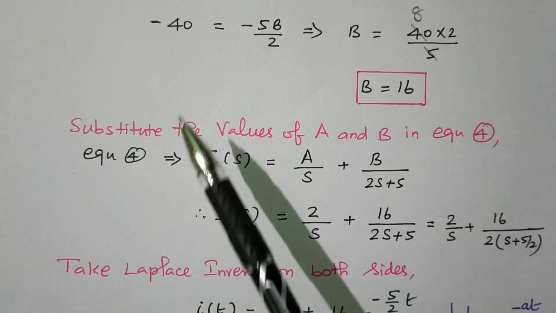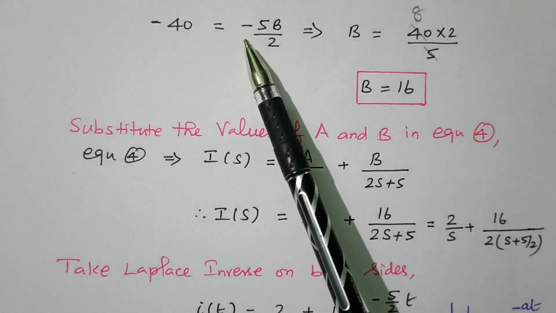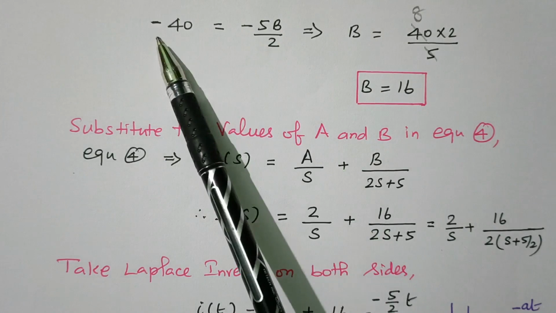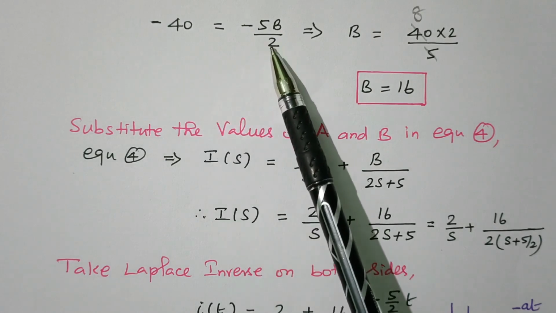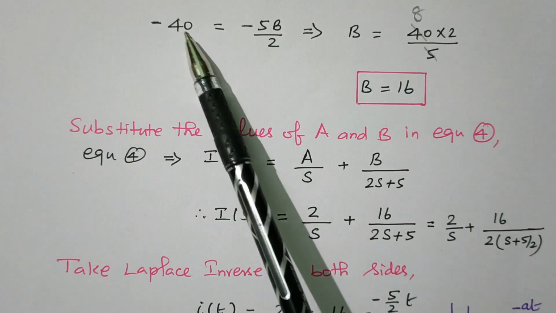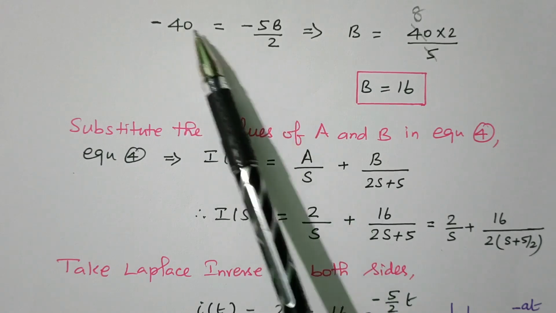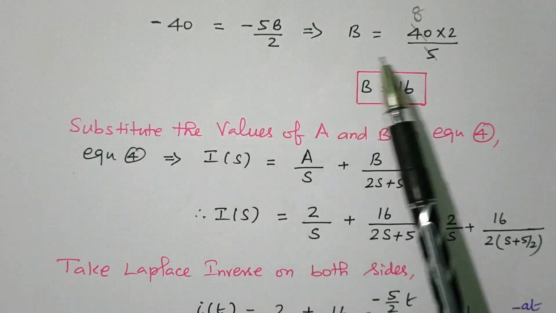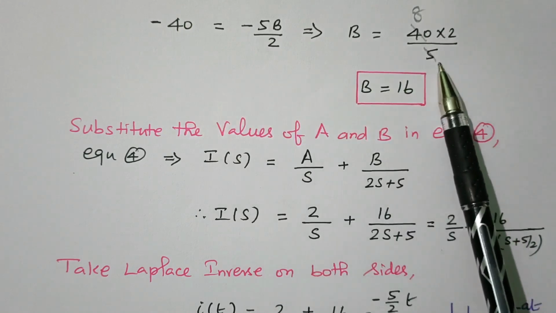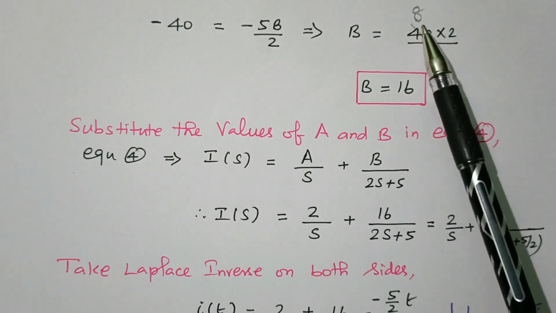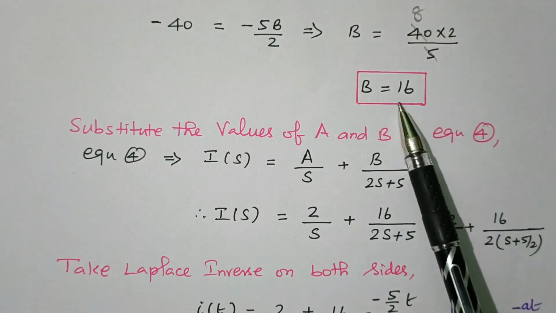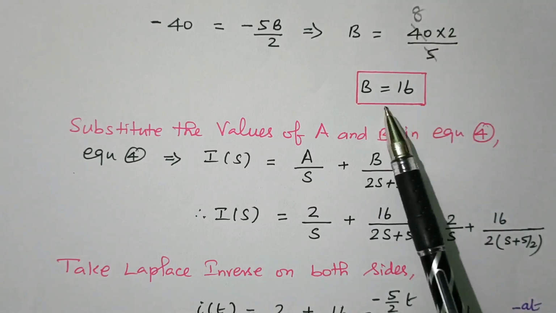So 10 minus 50 minus 40 equals minus 5b by 2. So minus minus got cancelled. So b is nothing but multiply this: 40 into 2 divided by 5. This 2 is brought into the numerator, 5 is brought into the denominator. So 40 into 2 divided by 5. This 5 goes 8 times. So 8 into 2, 16. So the B value is 16.